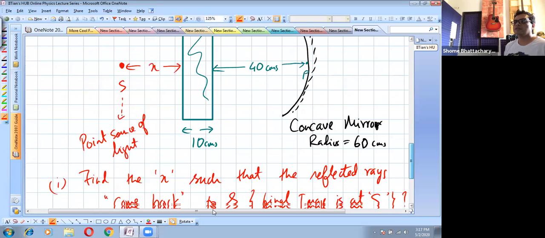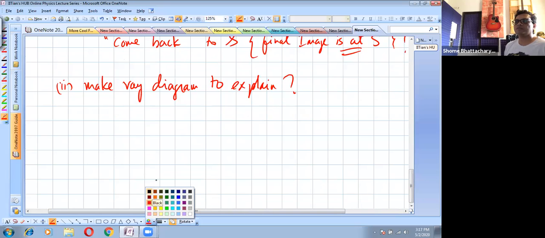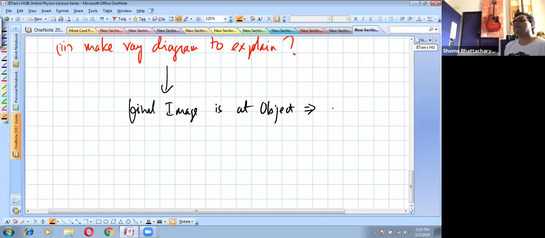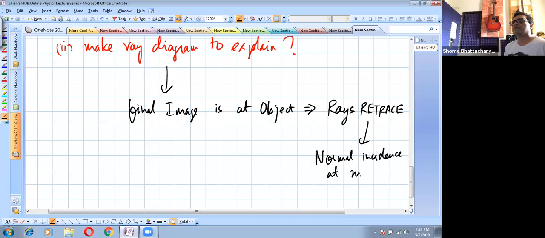Any question which has this kind of situation, whatever the combination of lens and mirror or whatever it be, in this case it is slab and mirror, you have to understand that final image is at object. It always implies that the rays retrace their path. And rays retracing their path is only possible in one situation. That is when there is normal incidence at the mirror.